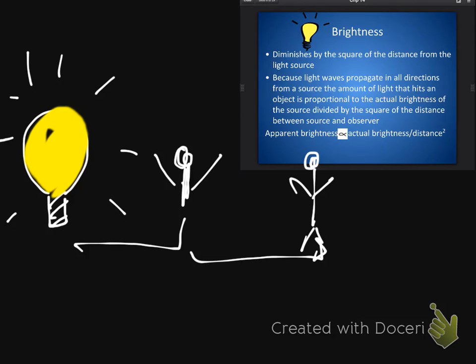Light propagates in all directions also, unless it's shielded or blocked. And because of that, we're looking at the surface area that the light hits, just like with sound. There's a good graphic in your book. Apparent brightness is proportional to actual brightness divided by distance squared. This is actually how we work out how far away different suns, different stars, are from us. We can measure the energy coming from a star, so we can know how bright it actually is, and we can look at the apparent brightness, how bright it appears from our vantage point, and we can work out distance. So it's a useful calculation.